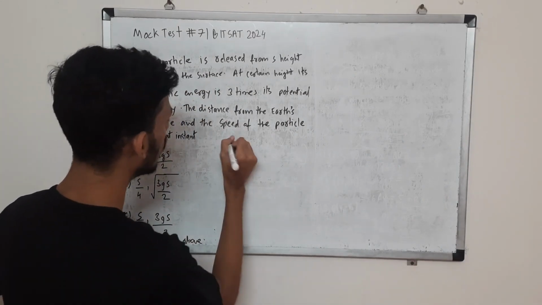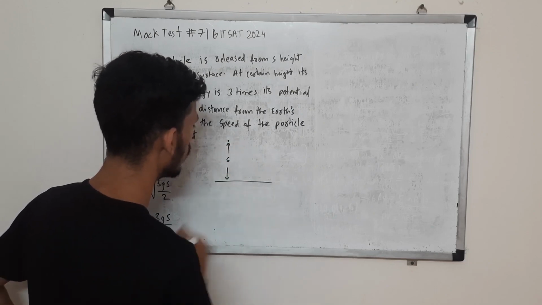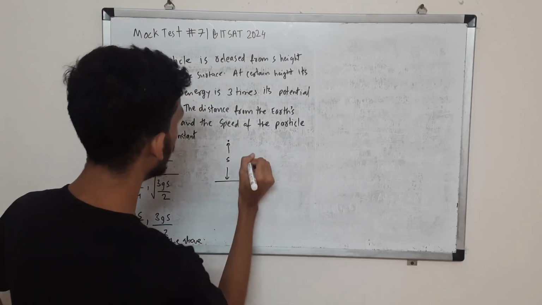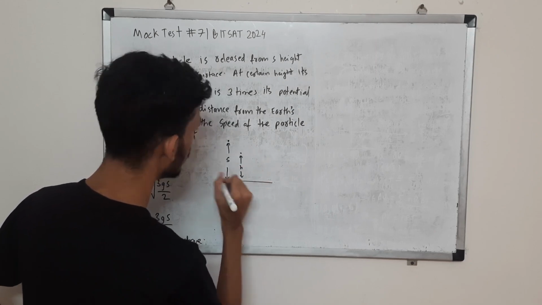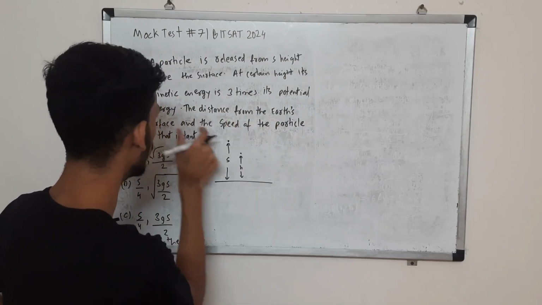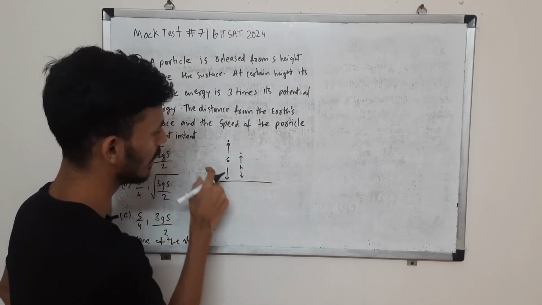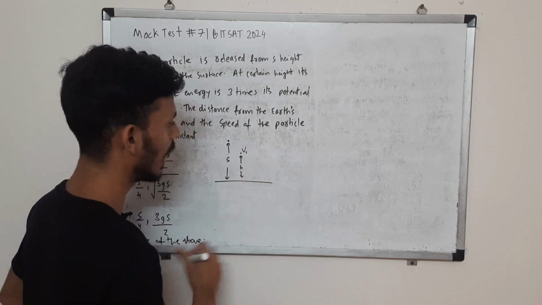We have a particle which is released from a height s from the surface of the earth. At a certain height, let's suppose at this height h, its kinetic energy is 3 times its potential energy. You are supposed to find the distance from the earth and the speed of the particle at that instant. So you are supposed to find this h, and what is the velocity? Let us call it v1 at that point.